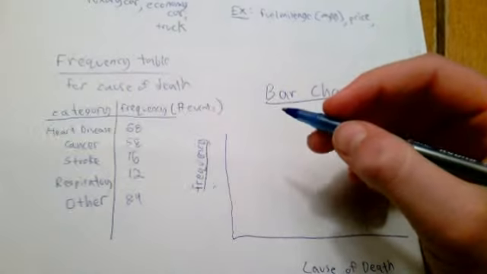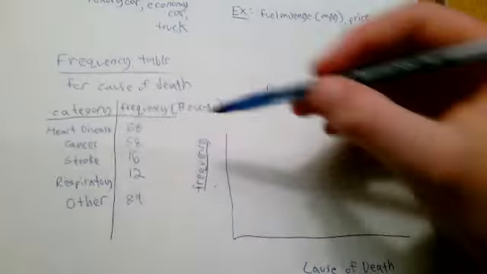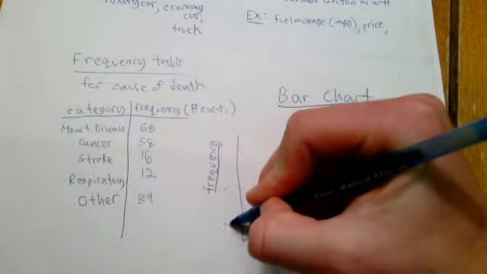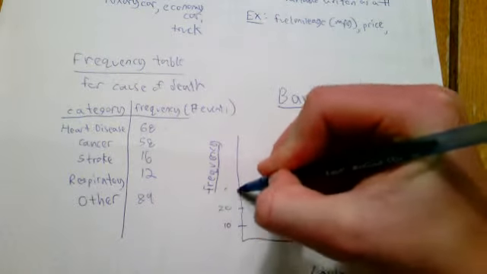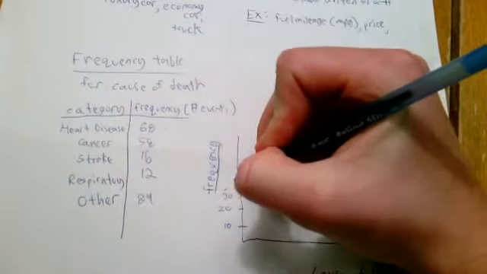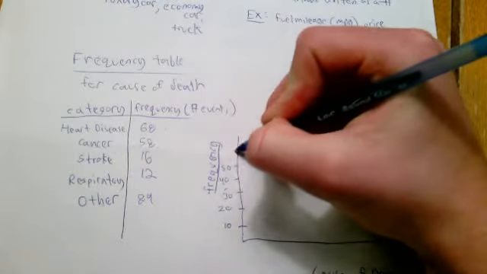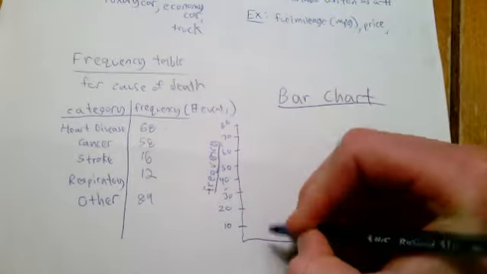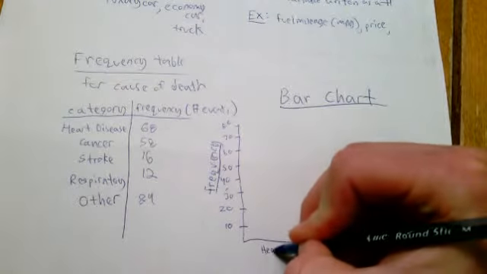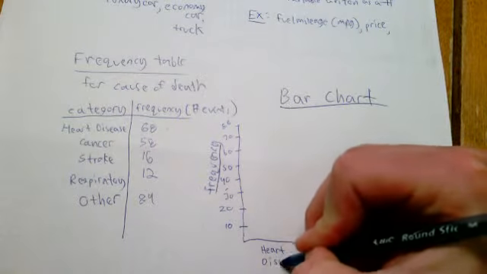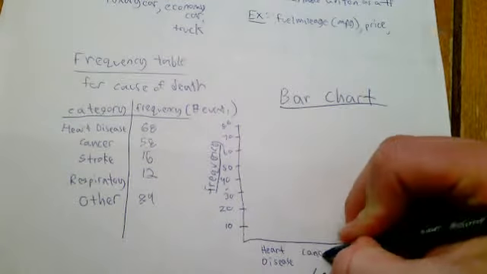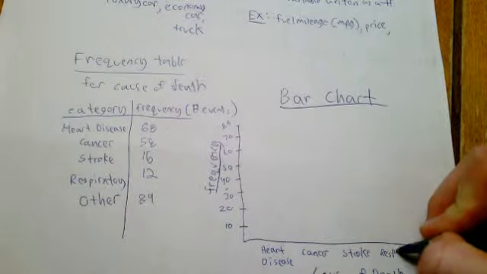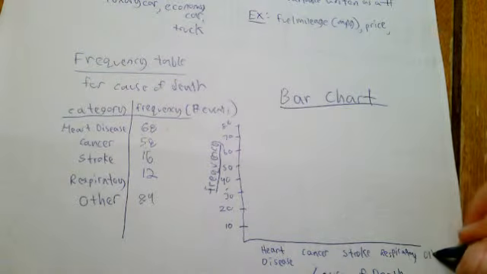Alright, for the y-axis, the highest value here is 68, so I would go up to like 70, going by 10, so 10 people, 20 people, 30 people, actually go up to 84, I'm sorry, so 40, 50, 60, 70, 80. And then on the bottom, let's write our categories: heart disease, cancer, stroke, respiratory disease, and then other.